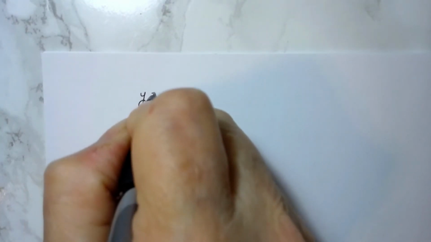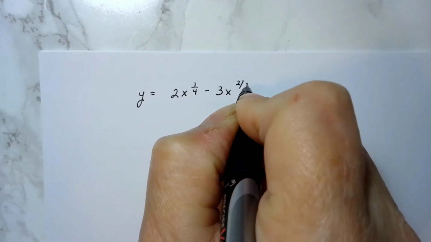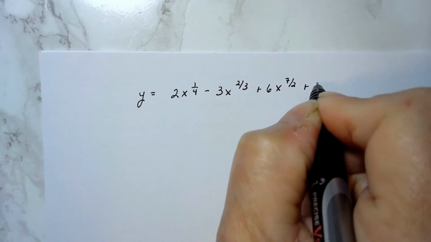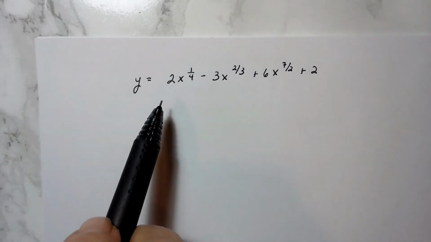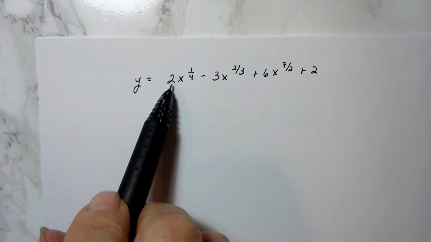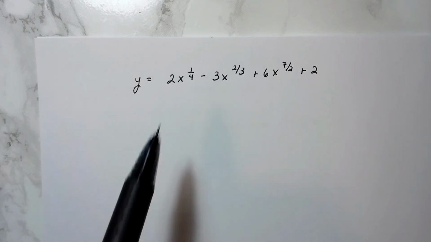Then we started looking at strange exponents. So something of the form y equals 2x to the 1/4 minus 3x to the 2/3 plus 6x to the 7/2 plus 2. Again, I'm just making these up. And we're going to do the derivative the same exact way. We're going to bring this power down, although it's fractional. We're going to cancel it out if we can. If we've got a coefficient that divides in evenly somehow, we're going to reduce that down if we can. If not, we leave it alone. And we're going to subtract 1 from the exponent.